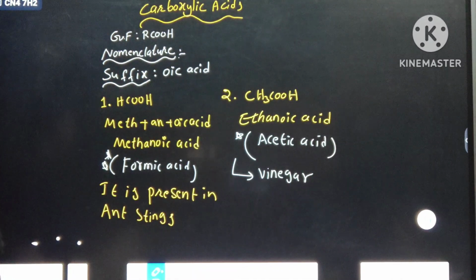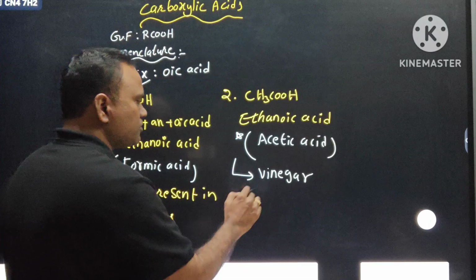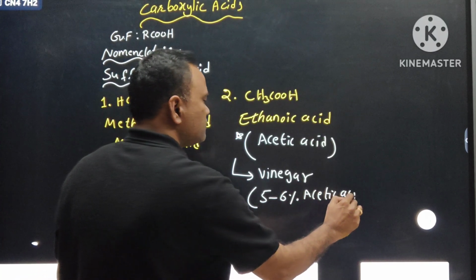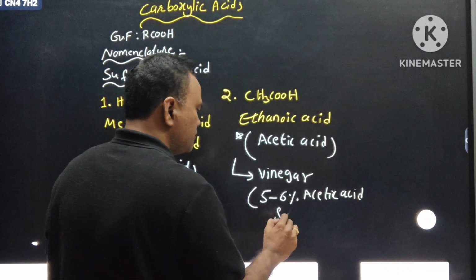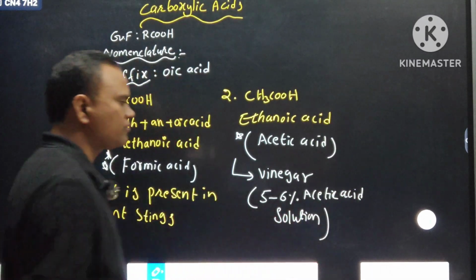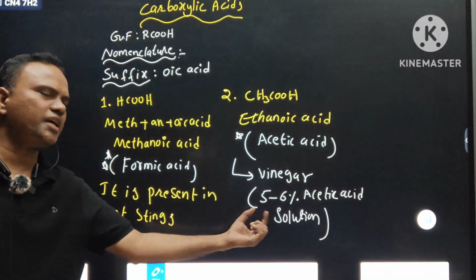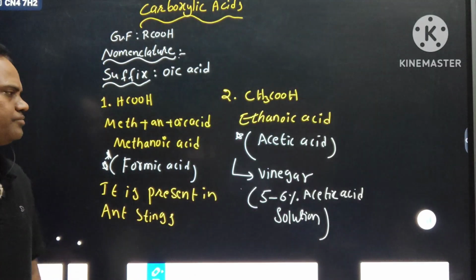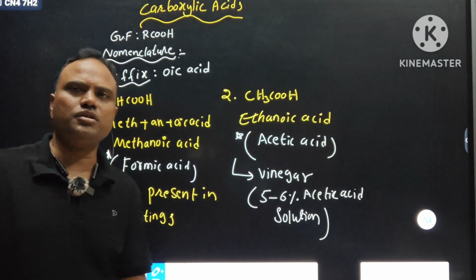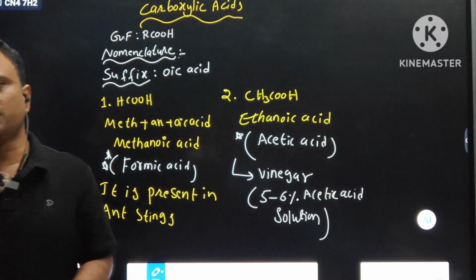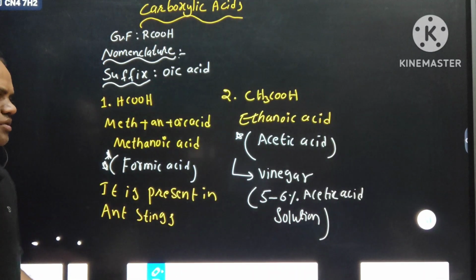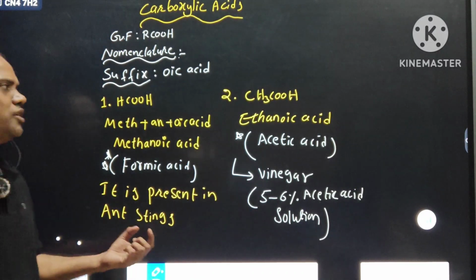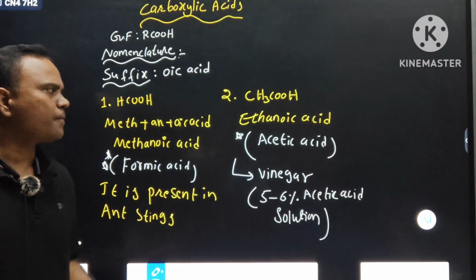What is vinegar? A 5 to 6% solution of acetic acid is called vinegar. This percentage slightly changes from book to book. You can follow 5 to 6% or 4 to 6%. Which acid is present in vinegar? Acetic acid. Formic acid, acetic acid: common names are very important.